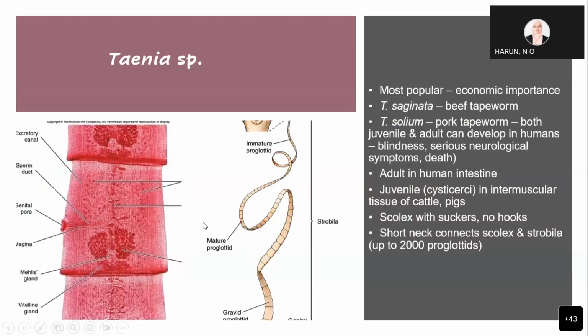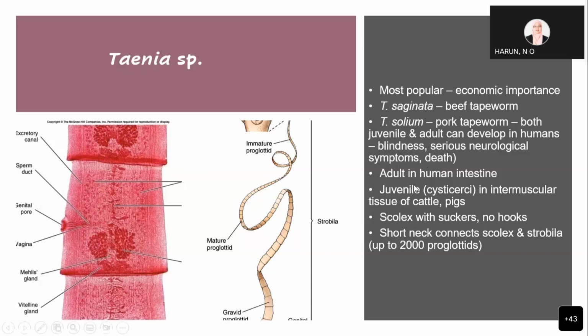Okay, the Taenia species, the most popular one, okay, iaitu boleh can cause important economic importance. Why? Sebab dia adalah beef tapeworm, especially for Taenia saginata. Manakala Taenia solium, dia adalah merupakan pork tapeworm, iaitu pada both juvenile dan adults can develop in humans, boleh can cause blindness, serious neurological symptoms, and towards the end can cause death.